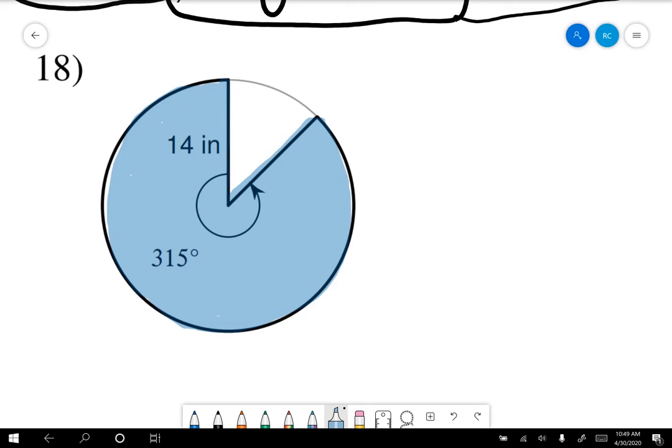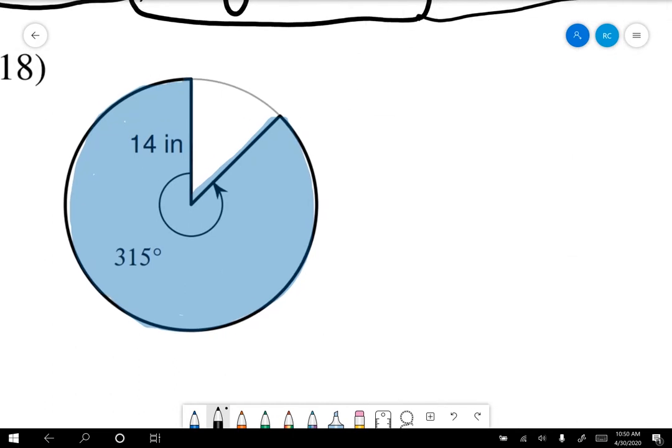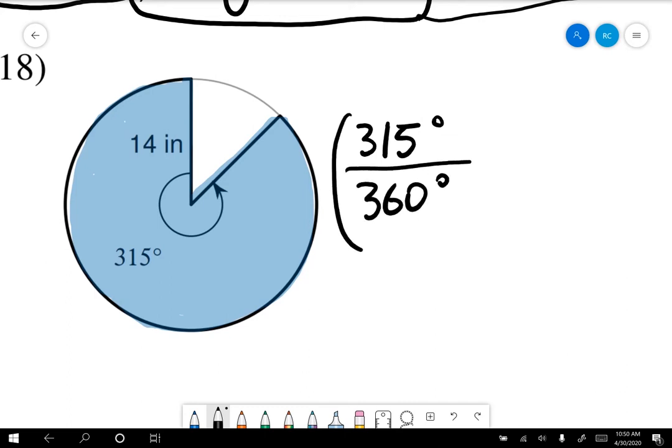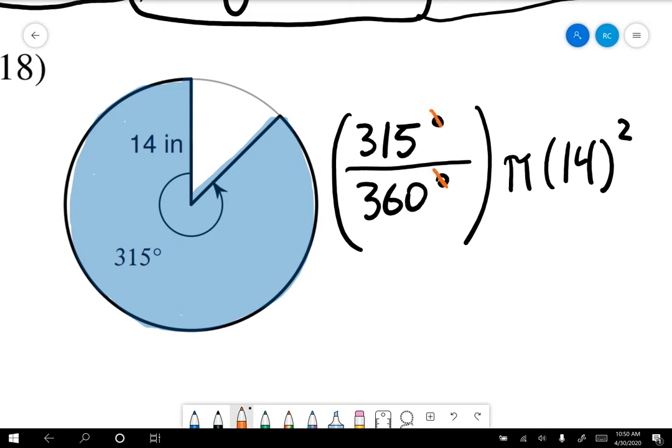So we're looking for the area of the shaded region. Well, that shaded region is 315 degrees in measure out of a total of 360 degrees. And we're going to multiply that by pi times the radius squared. Degrees on top, degrees on bottom cancel. 315 over 360. That's a tough one.